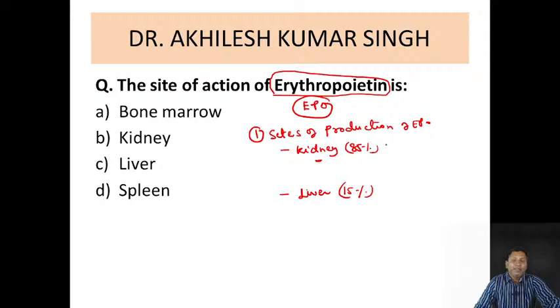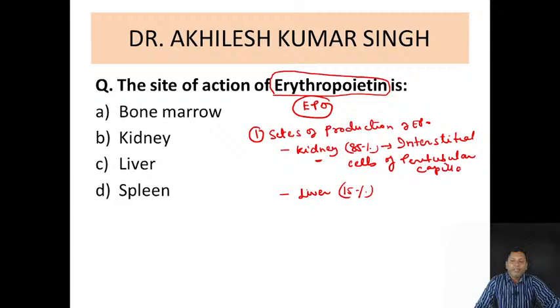In the kidney, where is it produced? It is produced by the interstitial cells of the peritubular capillaries.